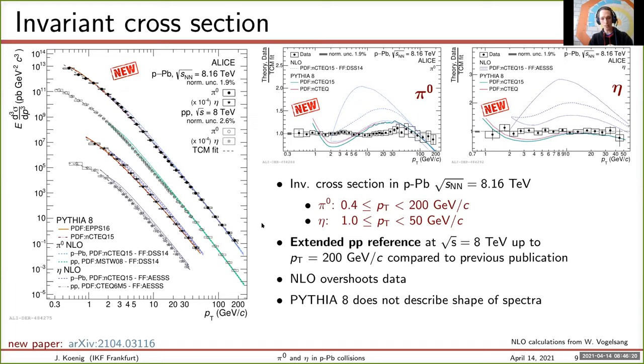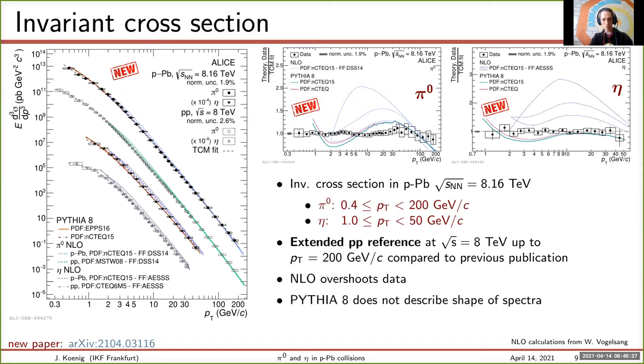Additionally, we extended the pp reference at 8 TeV up to a pT of 200 GeV/c later for the RpA calculation. Previously it was 35, and now it was extended using the merged EMCal method.